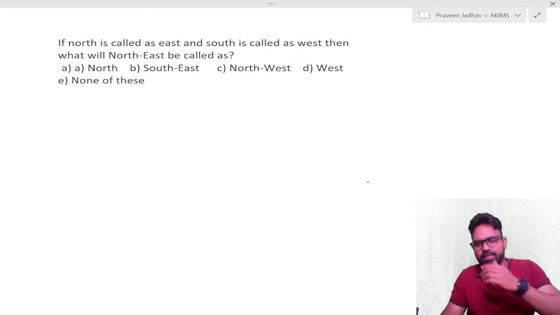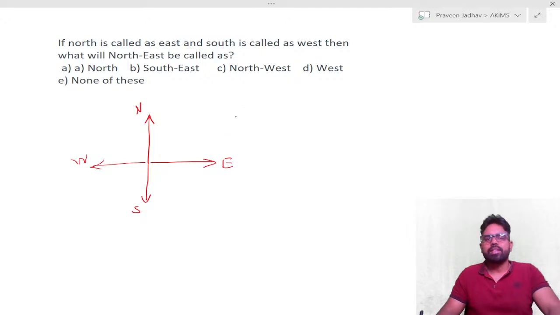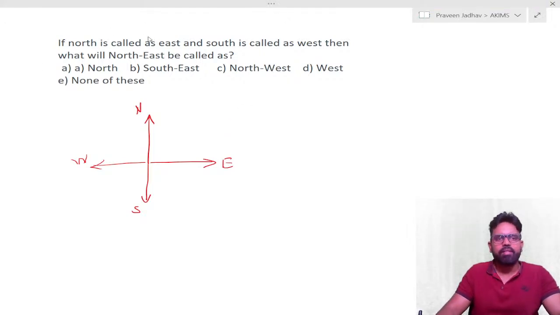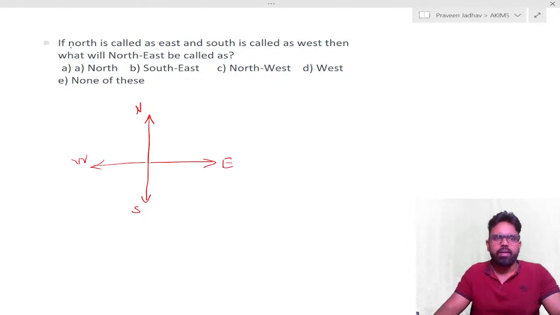This is north. Now, this is what? This is south. And this is? We know these basic directions, right? Yes or no, Baba? We know all these basic directions, right? Yeah. Now, if I move ahead, I'll ask you, if north is called as east, what does it say?